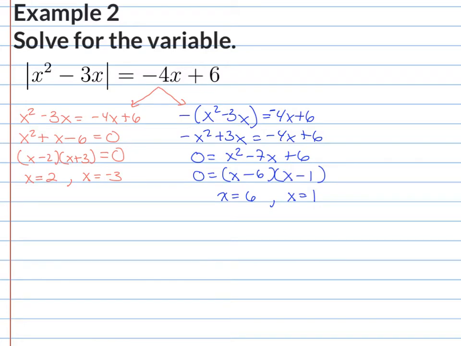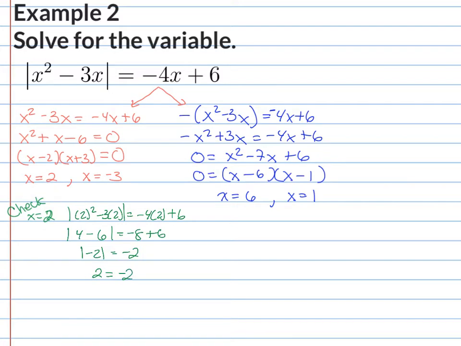get a false statement. So, for example, if I check my solution x equals 2 and I plug it in, I'm going to have 2 squared minus 3 times 2 is equal to negative 4 times 2 plus 6. I'm going to have 4 minus 6, negative 8 plus 6. You're going to get the absolute value of negative 2 is equal to negative 2. Absolute value of negative 2 is positive 2. And right here, this is a false statement, so it's not equal. So that means this is an extraneous solution.